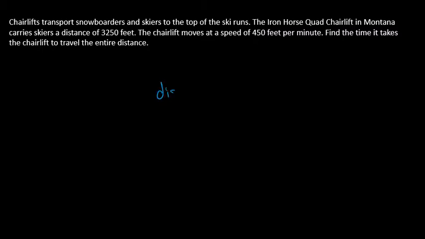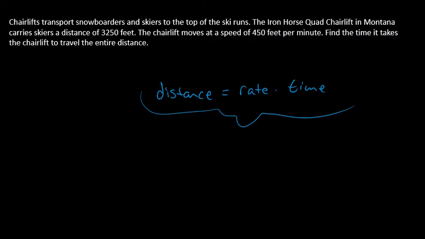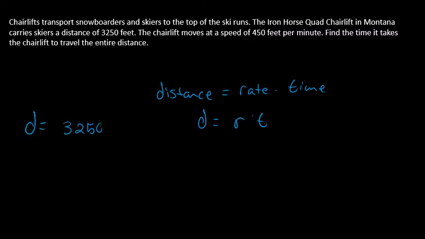So I want to write out my words: distance equals rate times time. That is a formula we will use. More often than not, if we're looking at the ACT, they might actually give you a more complicated formula, but they'll tell you what each variable is worth. So I'm going to rewrite distance equals rate times time. d, that is 3250 feet. I know my rate, r, is 450 feet per minute.